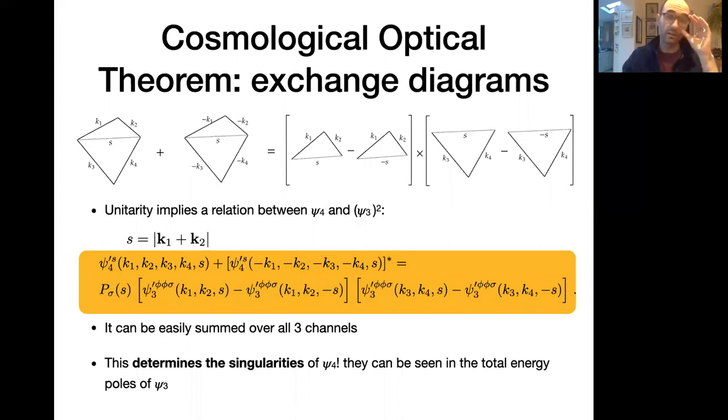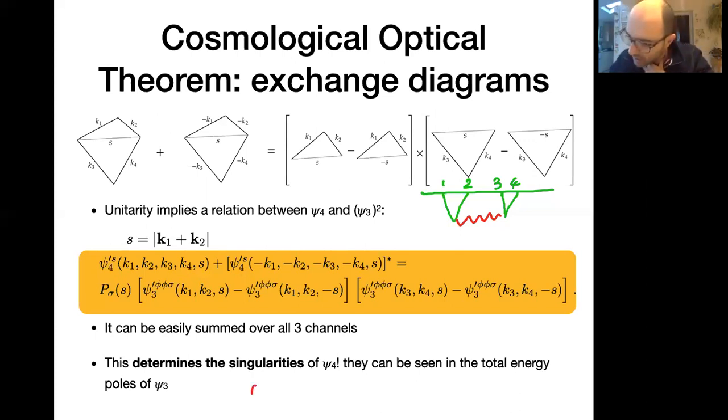Perhaps more interesting is to write down this optical theorem when you have exchange diagrams. Schematically, these are diagrams where you have an interaction, then something propagates, and then you have another interaction. So this is a four-point function for four particles, one, two, three, and four, plus permutations. Then this wave function has to obey something that looks like the real part of psi four, so psi four plus psi four star, but crucially you have to analytically continue the energies to minus themselves, and it actually ends up being fixed just by three-point functions. So what's powerful about this equation is that it tells me that psi four is related to something which has only psi three squared.